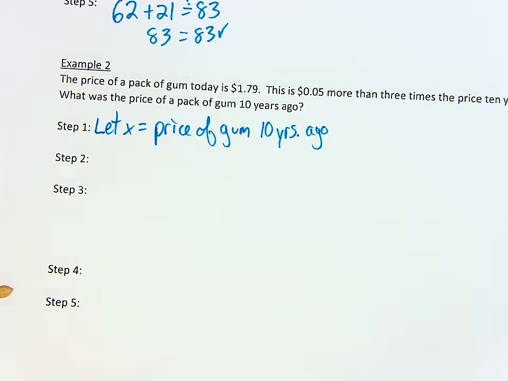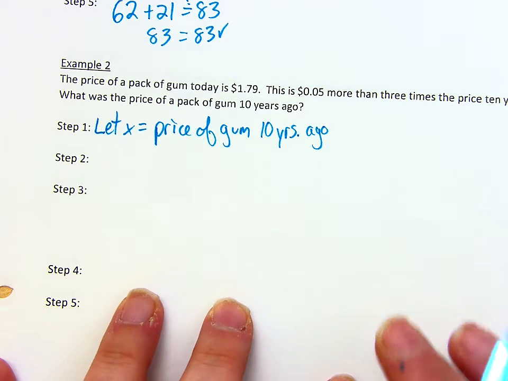All right, Devin, you think you have an equation? Yeah. Tell me what you wrote. $1.79 minus 5 cents divided by 3 equals X. Maybe. I don't know. I kind of disagree. Well, here, I'm going to show you the easy way, in my opinion, to do this.